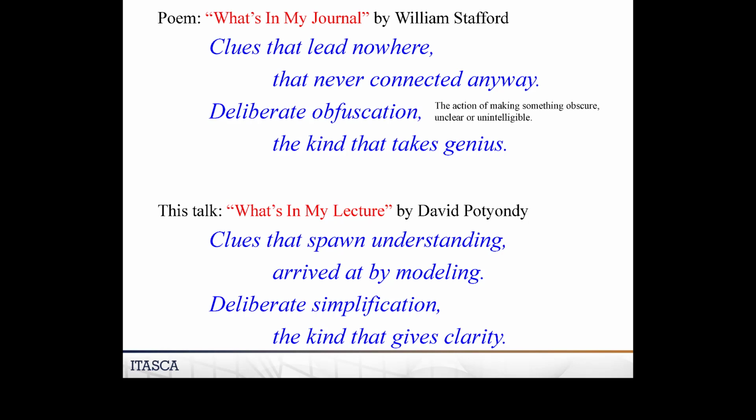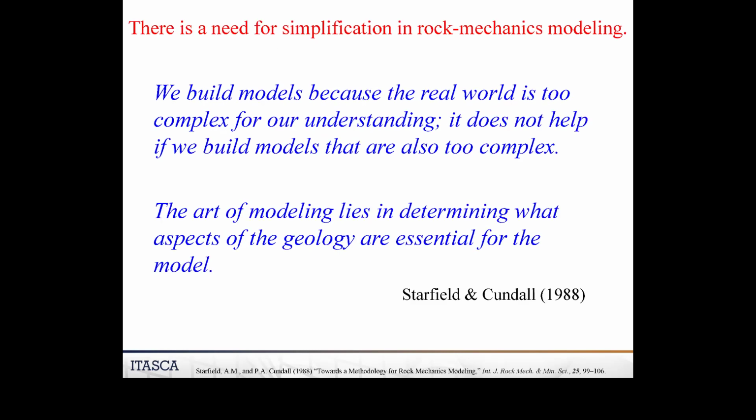I like to argue that what's in my lecture is clues that spawn understanding, arrived at by modeling. Deliberate simplification, the kind that gives clarity. There really is a need for simplification in rock mechanics modeling, in almost all modeling. What people tend to do is take all of the details of their real systems and try to put every single thing in a model, and oftentimes the model gets kind of unwieldy. What's really important is figuring out the essential features of your system and what you want to get from your model, and then trying to build the simplest possible model to achieve that.